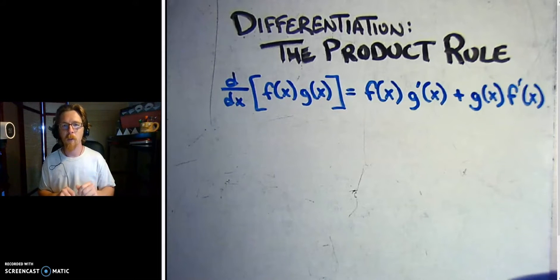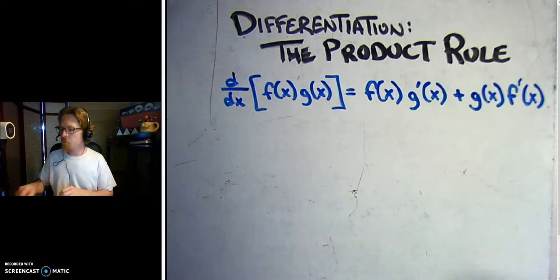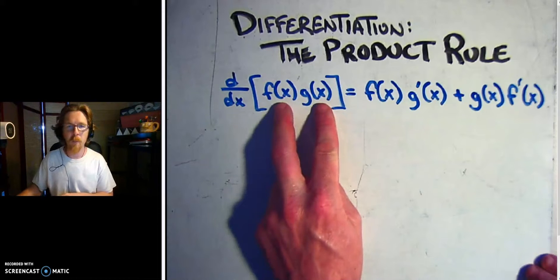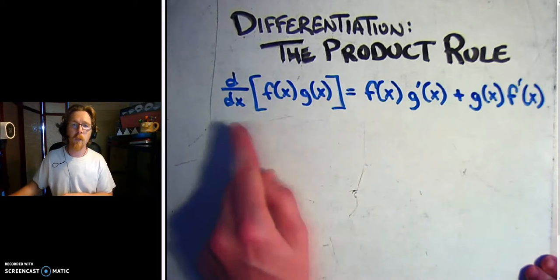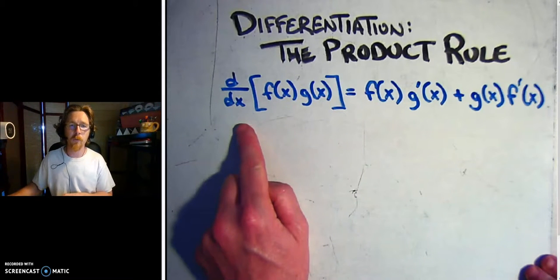Today we're going to look at differentiation, and we're going to talk about the specific differentiation rule, the product rule. Now this works when you have two functions that are being multiplied together and you want to take the derivative of those two functions.